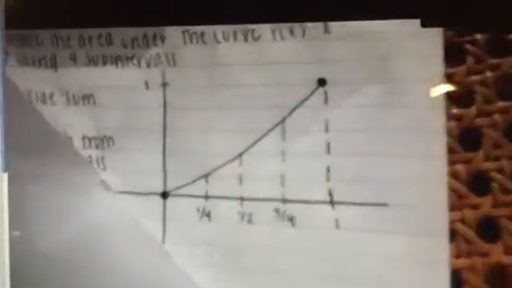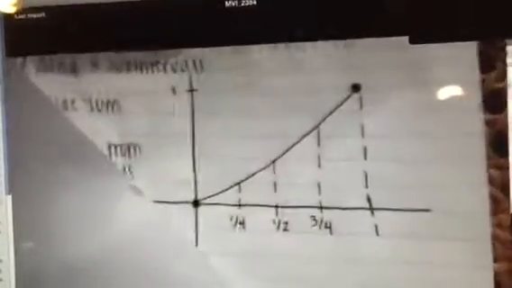So for this last problem, we have 2d through f, which is going to be estimating the area under the curve f of x equals x squared from 0 to 1, using 4 subintervals. All this means is that you're going to graph x squared from 0 to 1 only, and you're going to split that into 4 equal intervals. So in this case, it's going to be from 0 to 1/4, 1/4 to 1/2, 1/2 to 3/4, and 3/4 to 1.